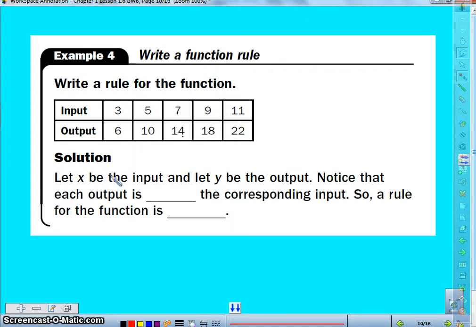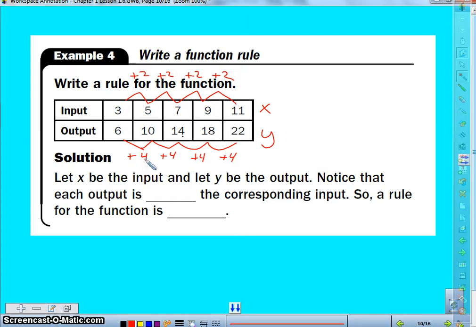Okay, so let's write a rule for this. We're going to let x be the input and y the output. Notice that each output is how much more? I always like to tell my class, if you're stuck, you can draw alligator teeth on it and look at the change. This is plus 4, plus 4, plus 4, plus 4. So there's a common increase. Look at the input. How much did those go up by? It looks like it's plus 2 each time.